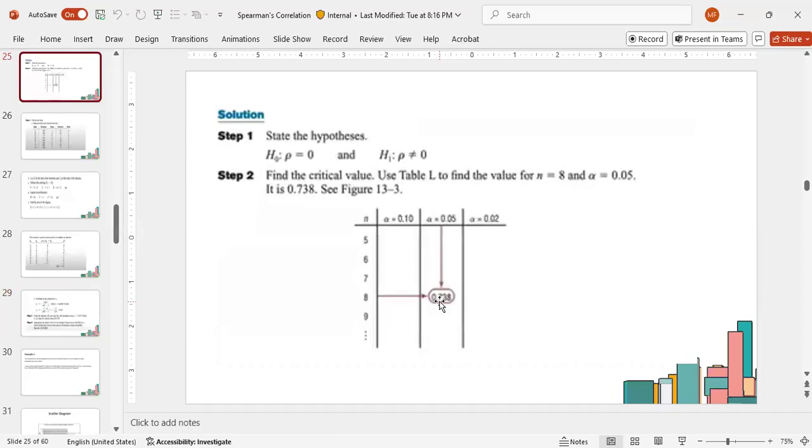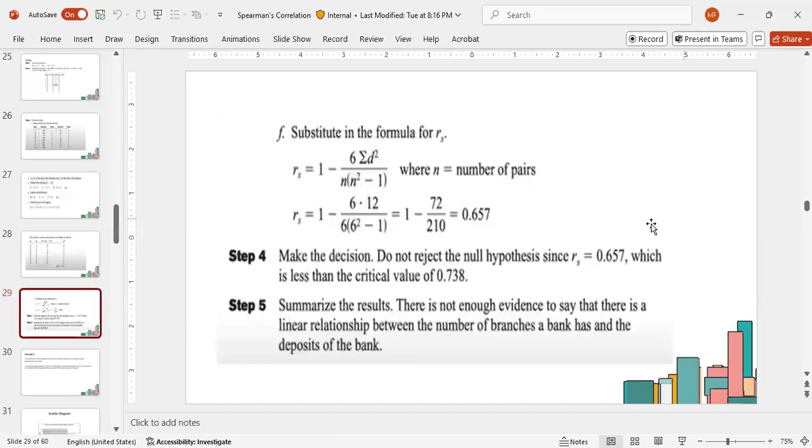So because this value was 0.738 and our result came out to be 0.657, that is lower than this critical value, so we will not reject the null hypothesis that said that there is no relationship between the two variables. In other words, we are accepting this null hypothesis that there is no relationship between the number of branches and the amount of deposits.